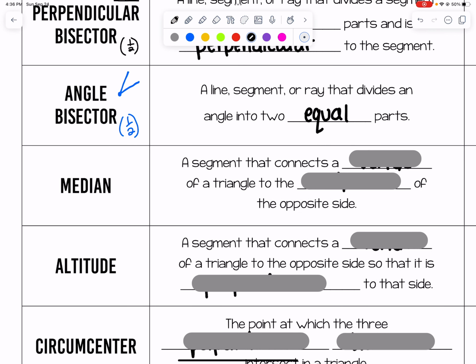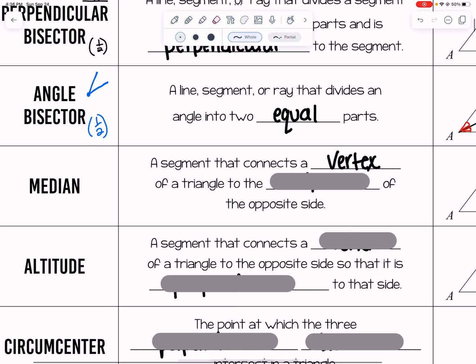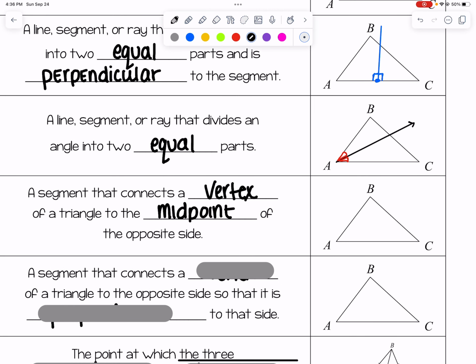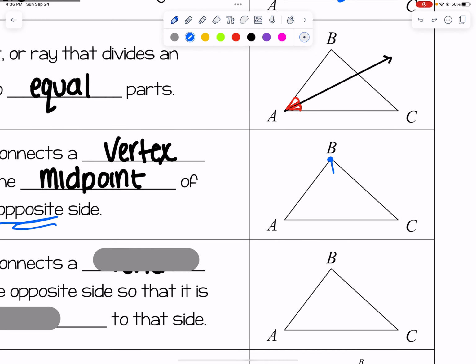Moving forward, we have median, a segment that connects a vertex of a triangle to the midpoint of the opposite side. So the vertex I'm choosing to focus on is going to be B, right? And considering that I'm going to look for the opposite of that, that means the segment I'll be looking at is AC. So a median is a segment that connects a vertex to the opposite side's midpoint. So oftentimes, this segment might be a little skewed. It might be slanted a little bit. Notice that I also put the congruency marks to denote that AC has been cut in half into two equal parts. Please don't forget that.